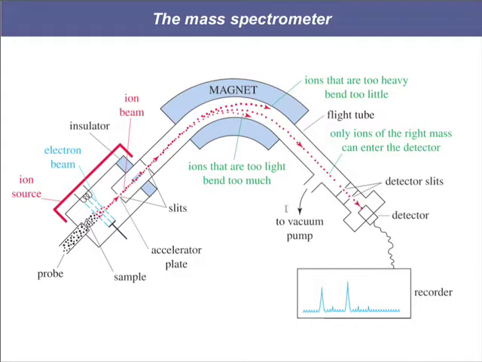So as the magnetic field strength is ramped up, the ions that hit the detector increase in molecular weight, and the machine will record the molecular weights of the ions. Not exactly that it's measuring the weight of the ions, but based on the strength of the magnetic field, the machine knows the molecular weight of the ions that should be passing through the flight tube and hitting the detector at that time.